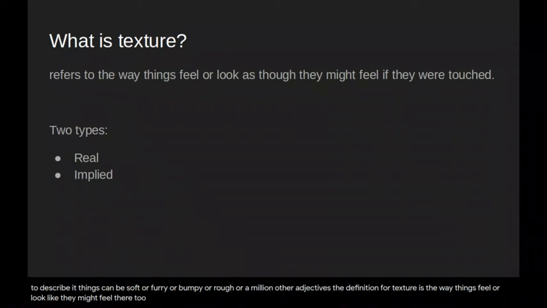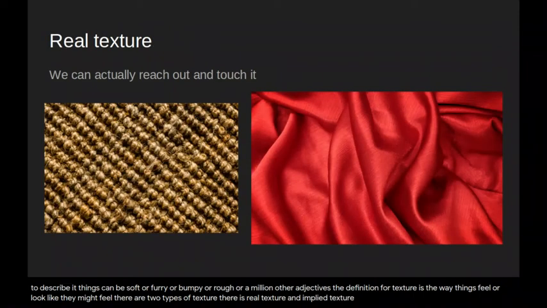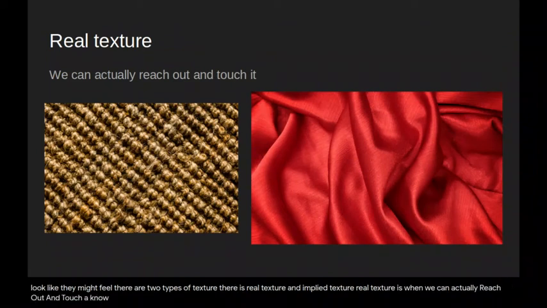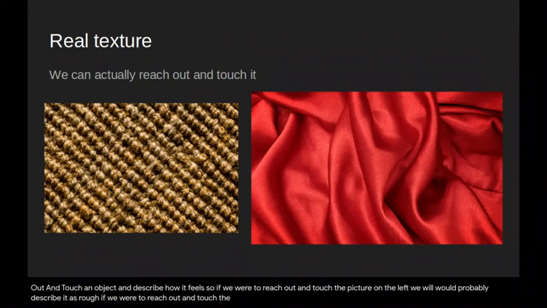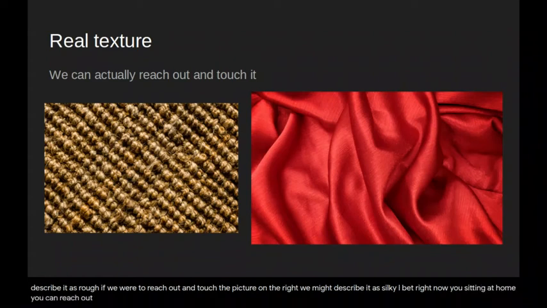There are two types of texture. There is real texture and implied texture. Real texture is when we can actually reach out and touch an object and describe how it feels. So if we were to reach out and touch the picture on the left, we would probably describe it as rough. If we were to reach out and touch the picture on the right, we might describe it as silky. I bet right now, you sitting at home, you can reach out and touch something and describe how it feels.